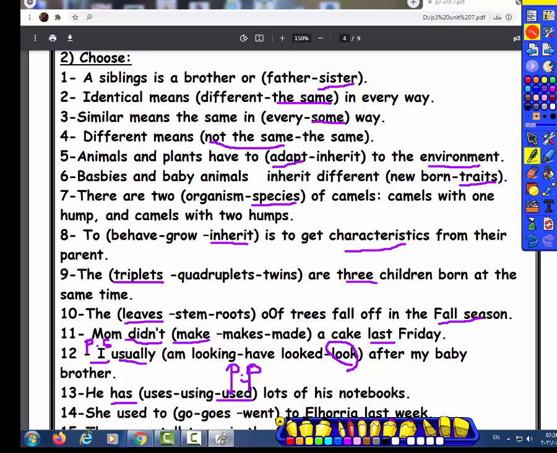Number 14, she used to go or goes or went to Al Huraya last week. She used to means something we used to do in the past when we were young, but now we don't do. She used to, after used to comes the verb stem. So what is the verb stem here? Go or goes or went? Go.